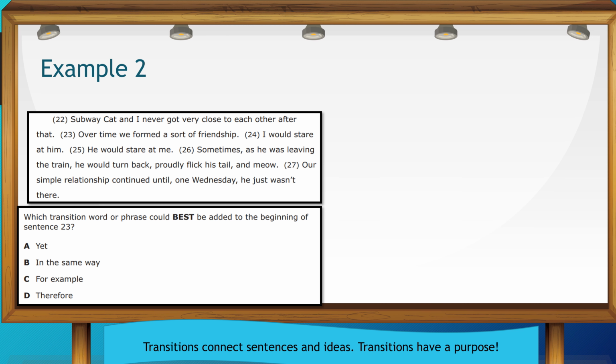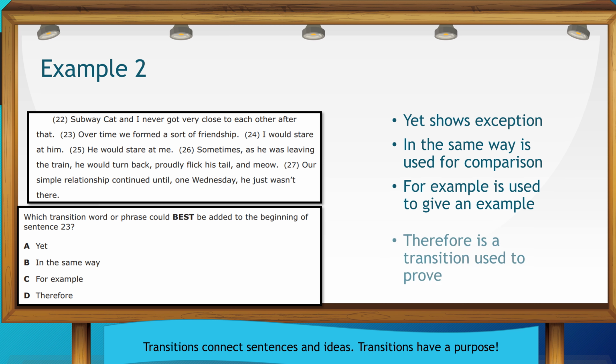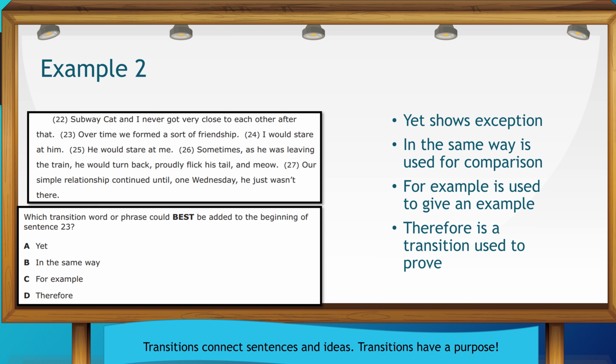So before we try to figure out the right answer, what do we do? We stop and think about the purpose of each transition. Yet shows an exception, just like but. In the same way is used for comparison. For example is used to give an example, and therefore is a transition used to prove. So we know that no comparison is being made.